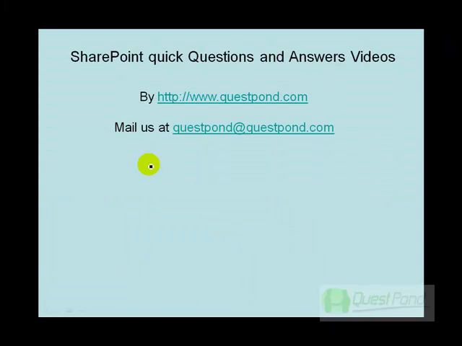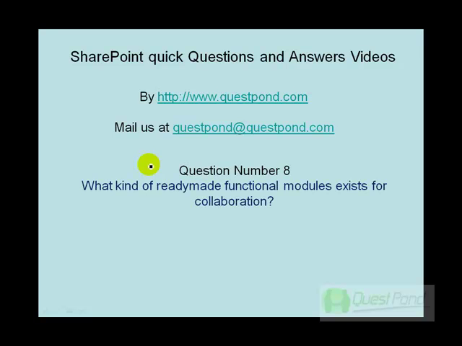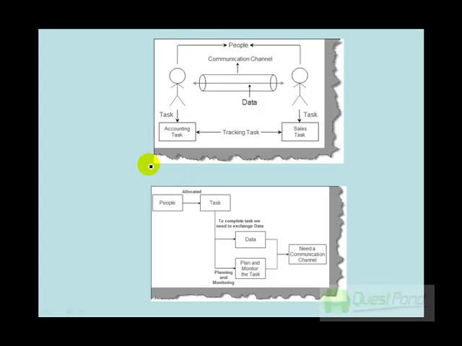So let's continue with our SharePoint quick questions and answers video series, and it's question number 8. What kind of ready-made functional modules exist for collaboration? Right. Before we try to answer this question, we'll first talk about collaboration. When we talk about collaboration, what kind of entities exist in collaboration? Let's first discuss that.